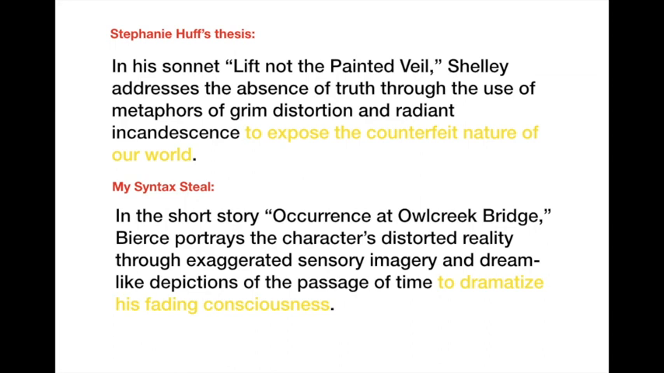So by looking at these different elements, you can see how the structure of my sentence is very similar to hers. I've borrowed or stolen it. But the ideas are all mine, and I've put together a thesis about a completely different work, just pushing myself to use a different sentence structure than I might have otherwise. And that's it. That's all syntax stealing is.